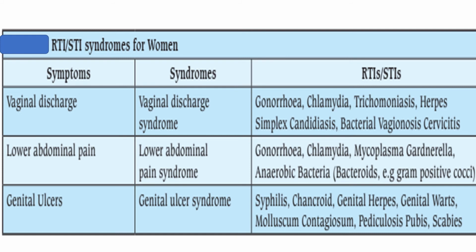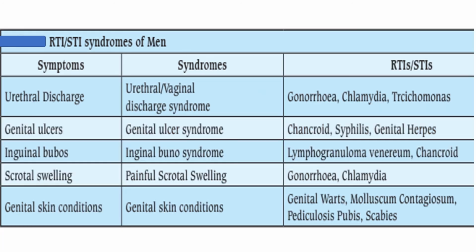What are the syndromes for women? Symptom: vaginal discharge. Syndrome: vaginal discharge syndrome, most probably gonorrhea, chlamydia, trichomonas, herpes simplex, candidiasis, bacterial vaginosis, cervicitis. Lower abdominal pain syndrome: gonorrhea, chlamydia, mycoplasma, Gardnerella, anaerobic bacteria. Genital ulcers, genital ulcer syndrome: syphilis, chancroid, genital herpes, genital warts, molluscum contagiosum, pediculosis, and scabies.